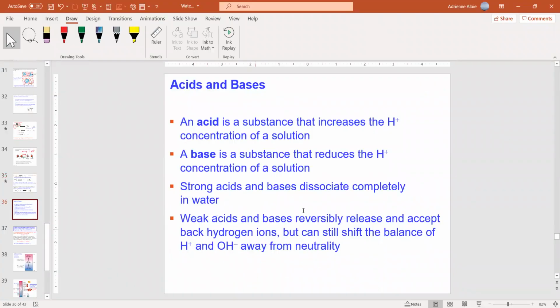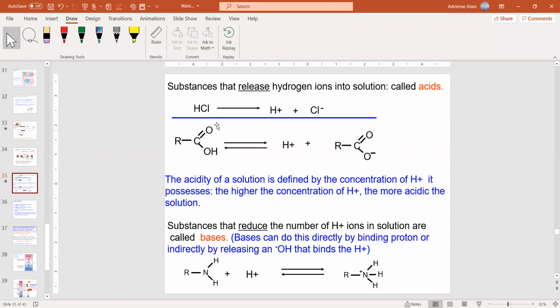And then weak acids, also bases, reversibly release and accept hydrogen ions. So it shifts the balance of these, as I'll tell you. This would be what we refer to as a weaker acid, because it can donate the proton, but then the corresponding base of the weak acid can accept this proton back and it can go back to being an acid. So this is a weak acid. In this example, what you see here is a carboxylic acid. Hydrochloric acid is a strong acid.